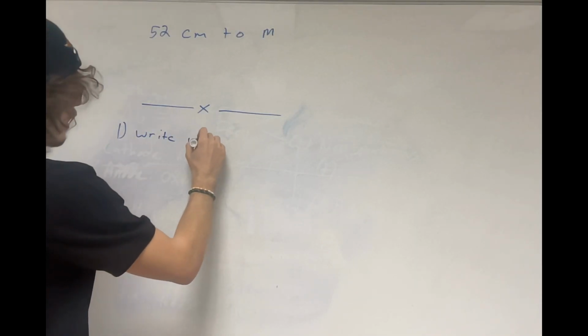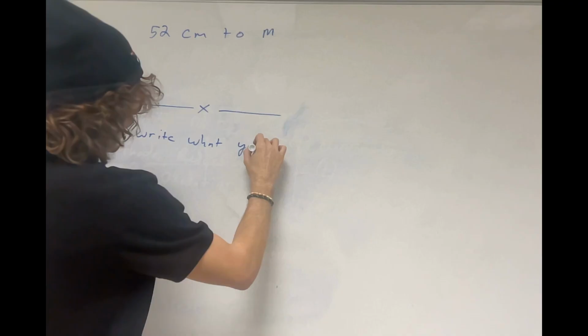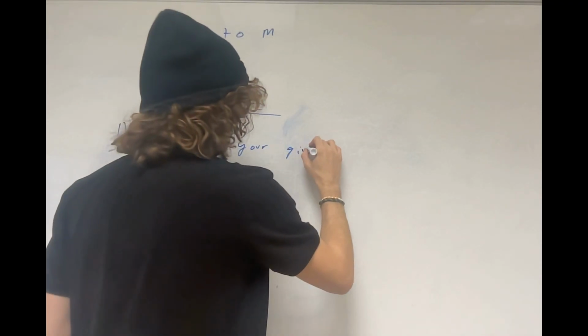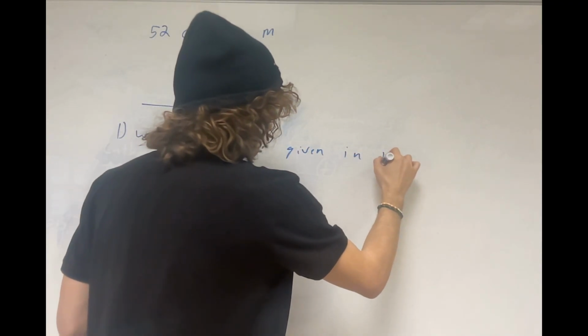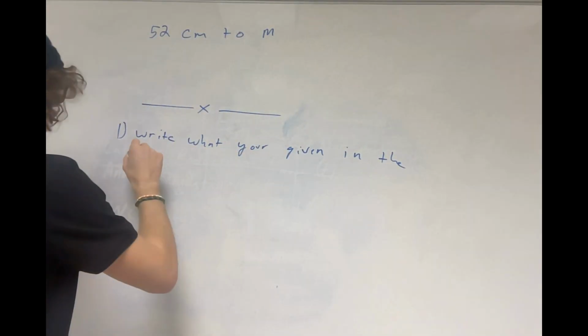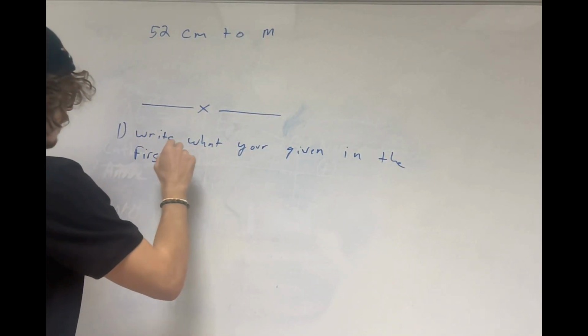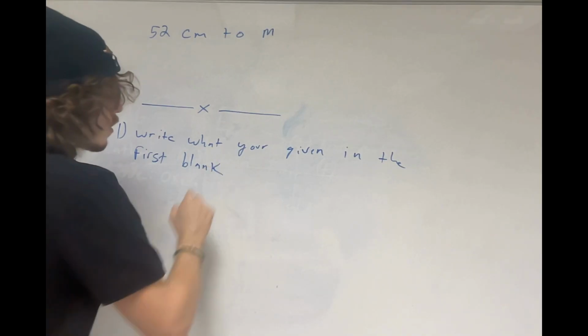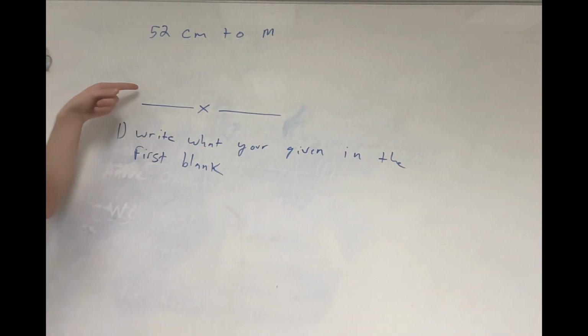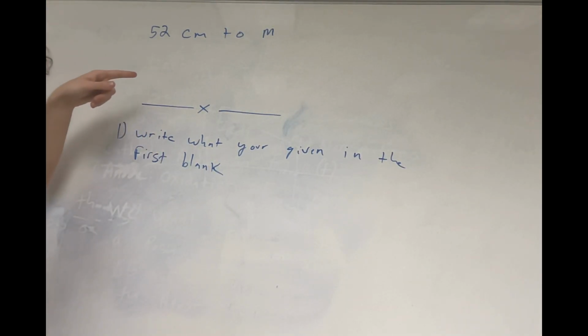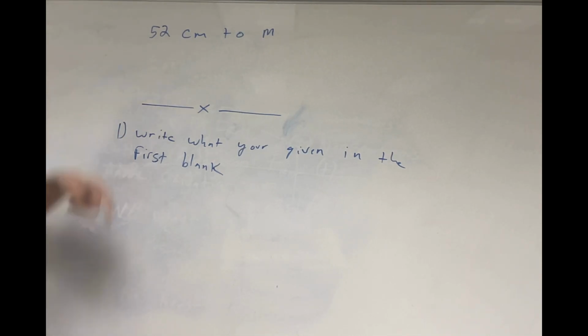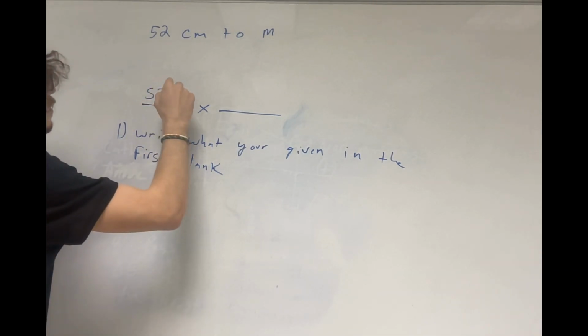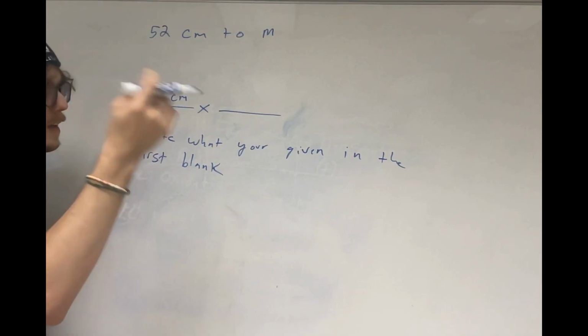is to write what you're given in the first blank. So no matter what you're given, you're always going to put whatever you're given right here. So 52 centimeters.